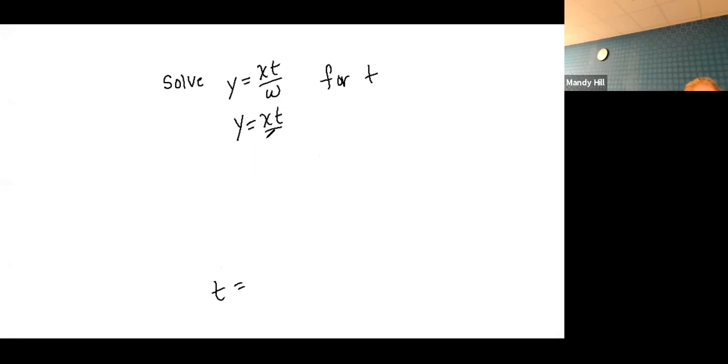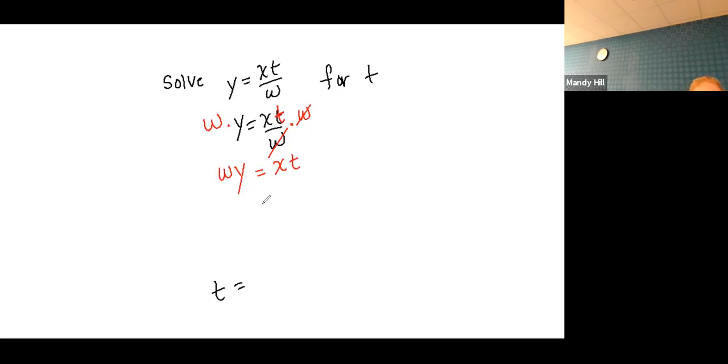I do know that the whole goal is for me to get this letter right here, t, by itself. So I could get rid of this w on the bottom because we've got w divided by w. To get rid of a w, that means we would multiply by w on both sides. So we would have wy is equal to x. Now the w's canceled out because I've got one on the top and one on the bottom.